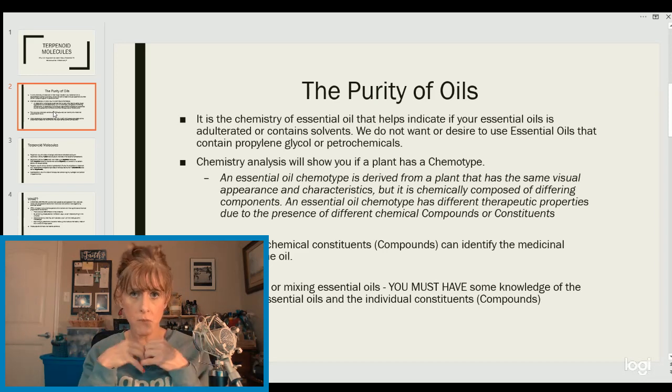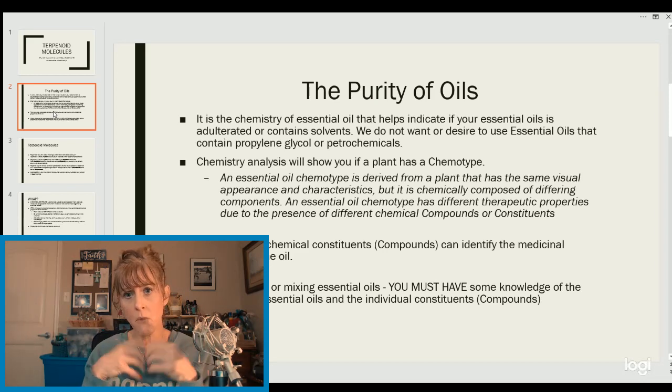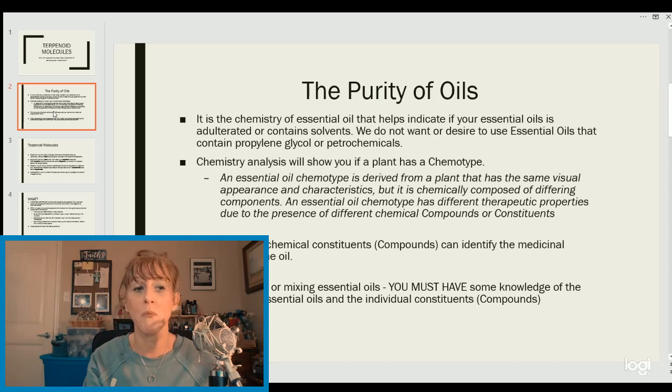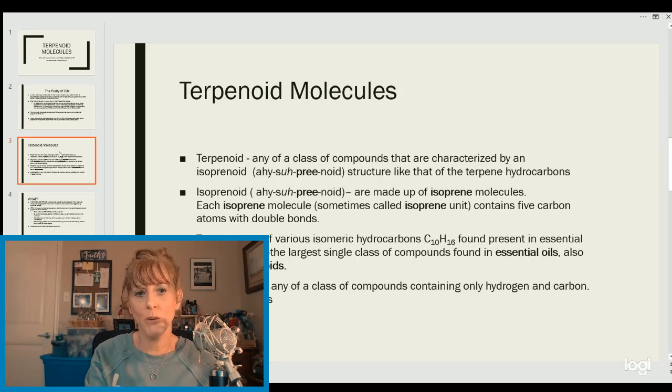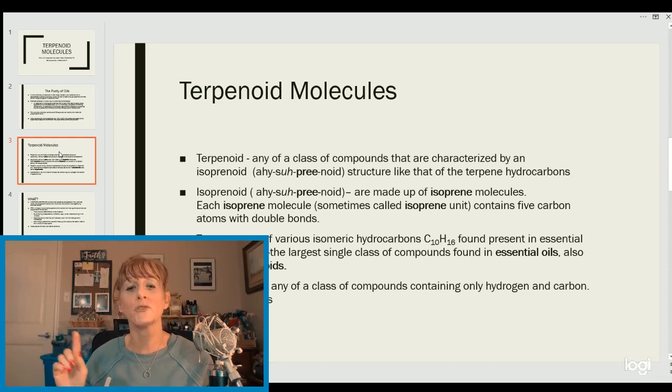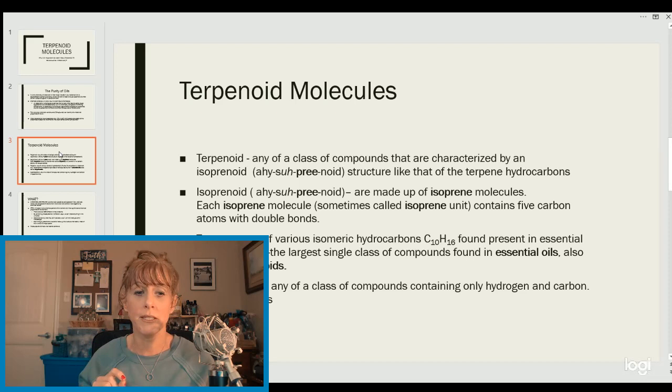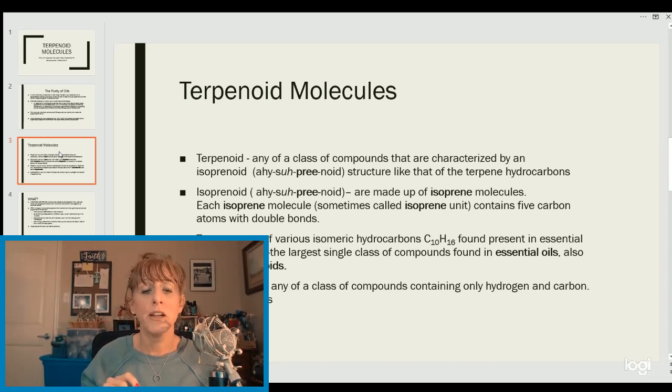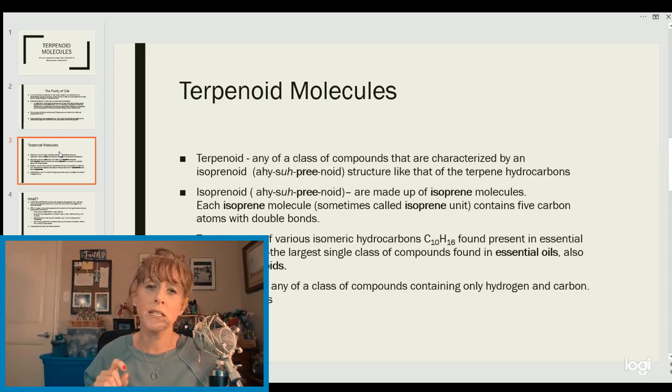Atoms come together to form molecules, and then the molecules form compounds. Remember that? The terpenoid molecules. A terpenoid is any class of compounds characterized by an isoprenoid structure like that of terpene hydrocarbons. Now the terpene is any of the various hydrocarbons present in essential oils, and terpenes are actually the largest single class of compounds found in essential oils, also called isoprenoids.